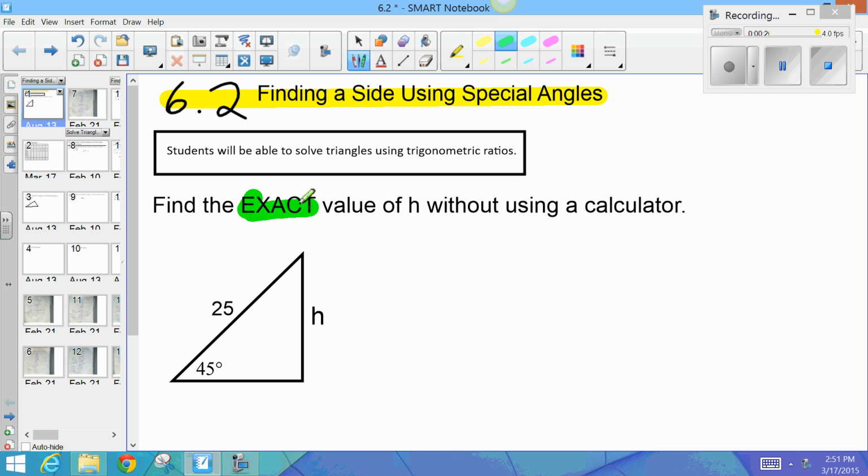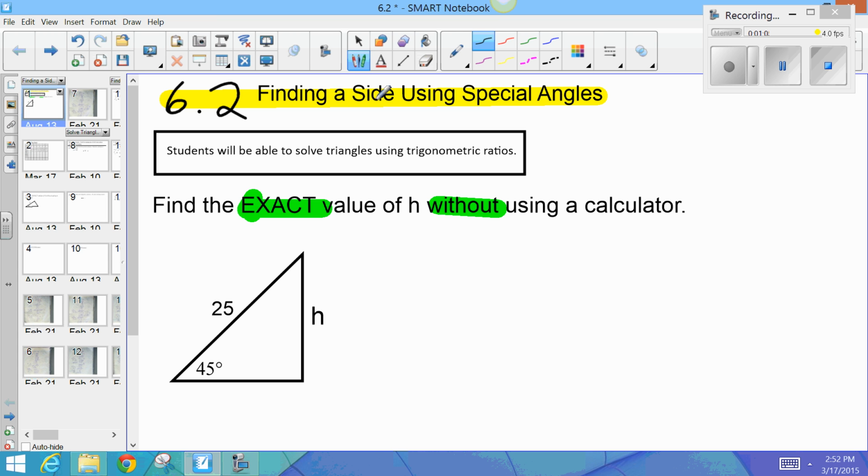All right, so today we're going to do exact values without a calculator, okay? And a lot of what I'm going to ask you to do in this course is going to be that. I want you to be able to understand the concept of the ratio, and doing stuff on calculators kind of takes away from developing the higher math concepts.